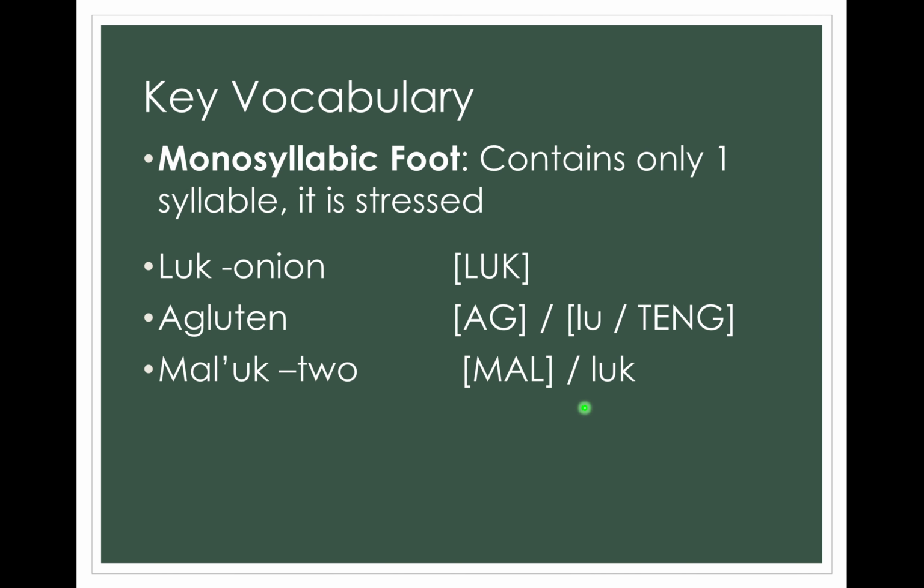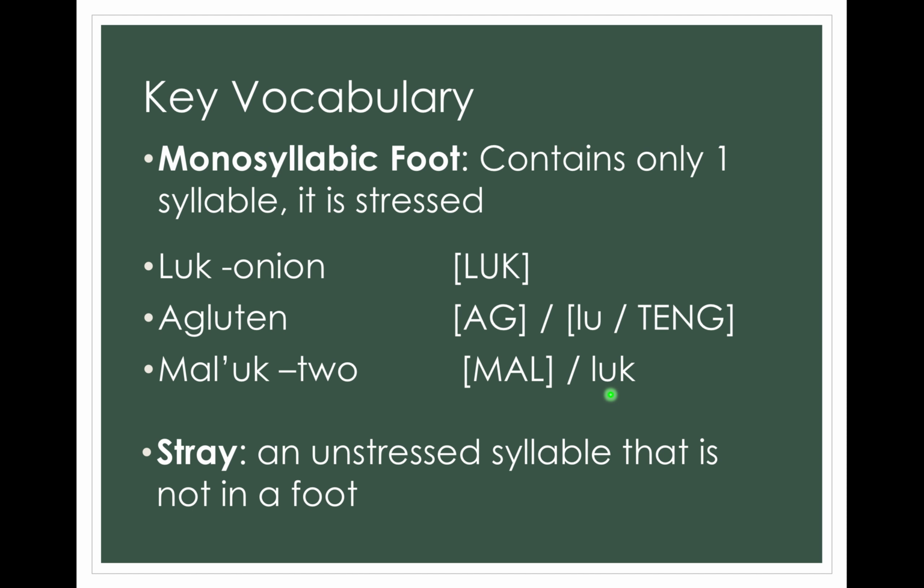Mallok, again, that's geminated here. You can see the L and the L. Mal in Mallok is a monosyllabic foot. It has the stress. The second syllable is not in a foot, so again, that's a stray syllable. A stray syllable is an unstressed syllable that's not in a foot. And a word can have a stray syllable in the middle of the word or at the end of the word, as you will see.